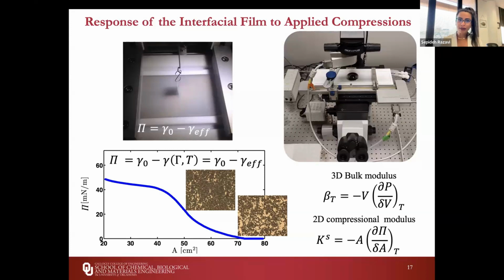And in order to play around with the coverage of particles, we have these two barriers that can help us compress the interface to effectively increase the surface coverage of the particles at the interface. As we're doing all of this, we also have integrated this system with an inverted microscope, as you can see here, so we can look at what is happening to this interface and what kind of microstructural changes are going to result as we compress this network using this microscope.